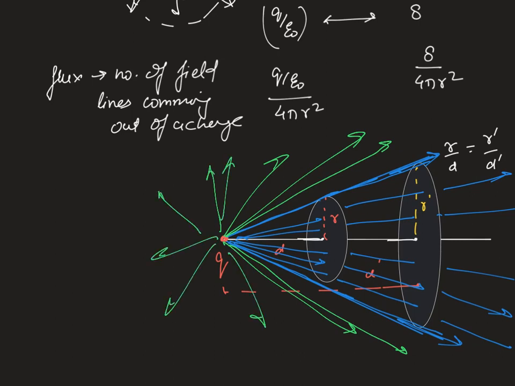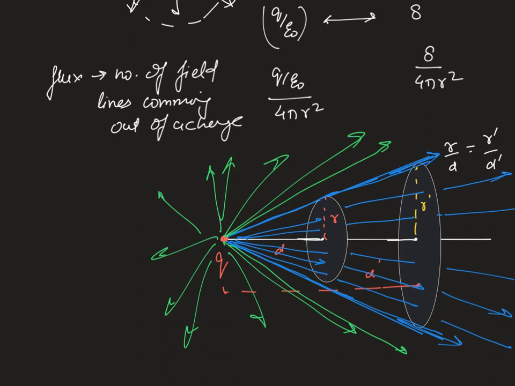I'm not denying that. But if these two disks are placed symmetrically, and symmetrically means they are following the laws of similarity, we can say something about the number of field lines. Let's start counting: 1, 2, 3, 4, 5, 6 and 7. So 7 field lines, and those field lines are crossing the smaller disk as well as the larger disk.